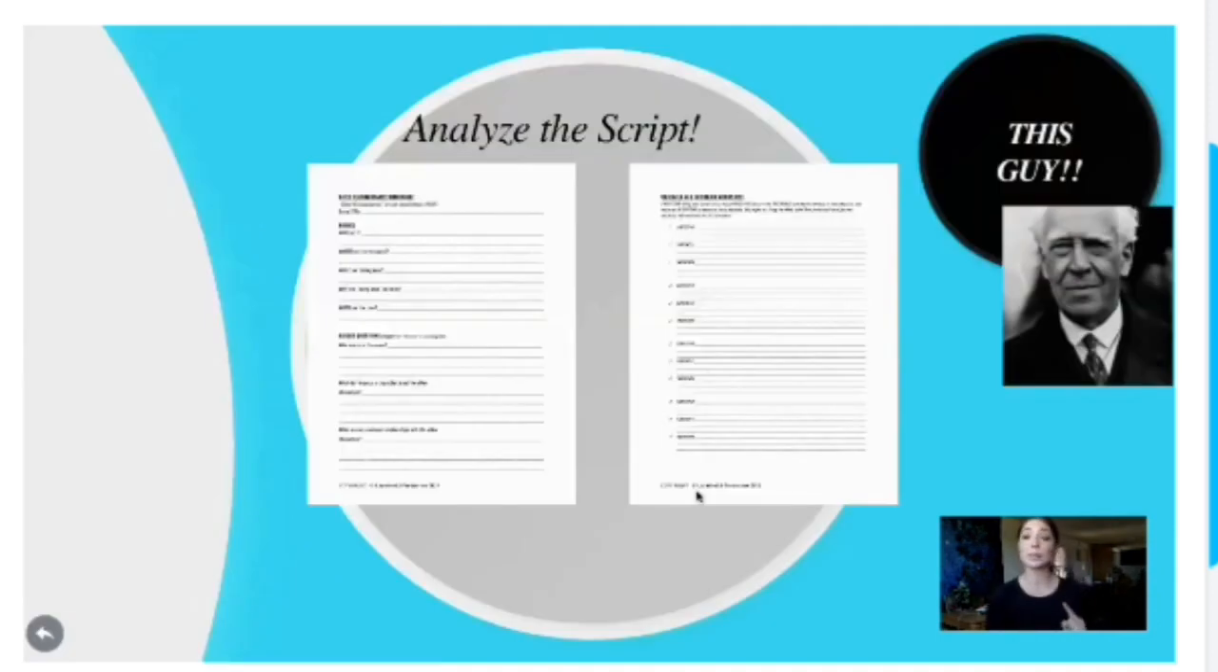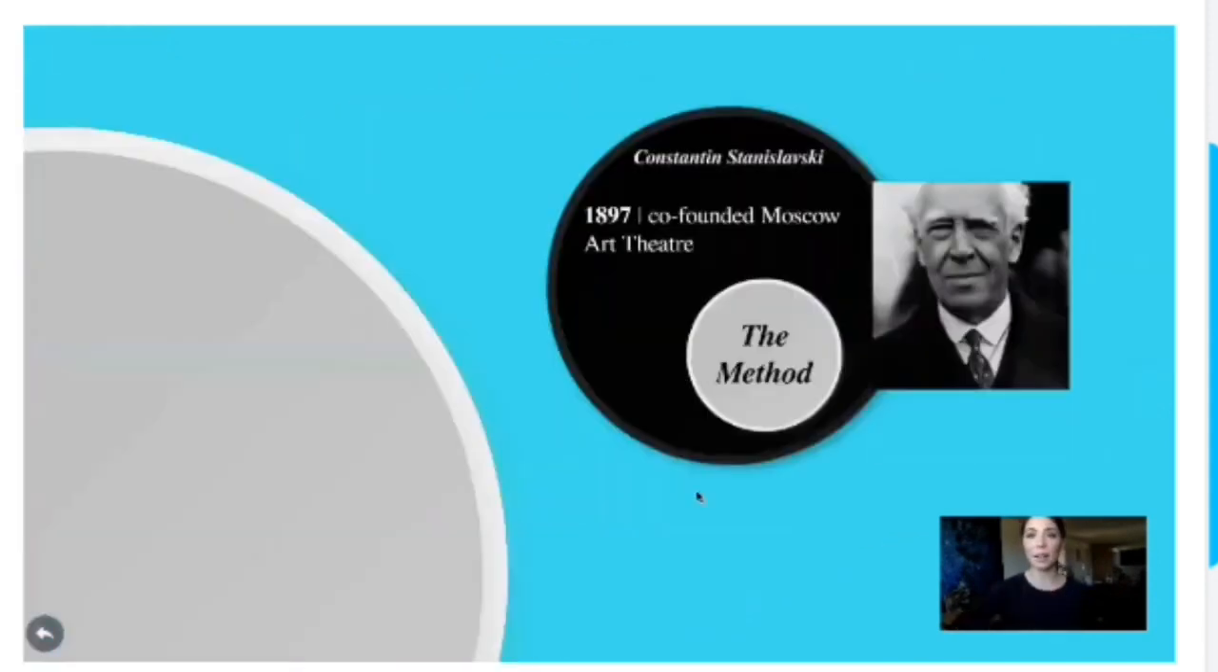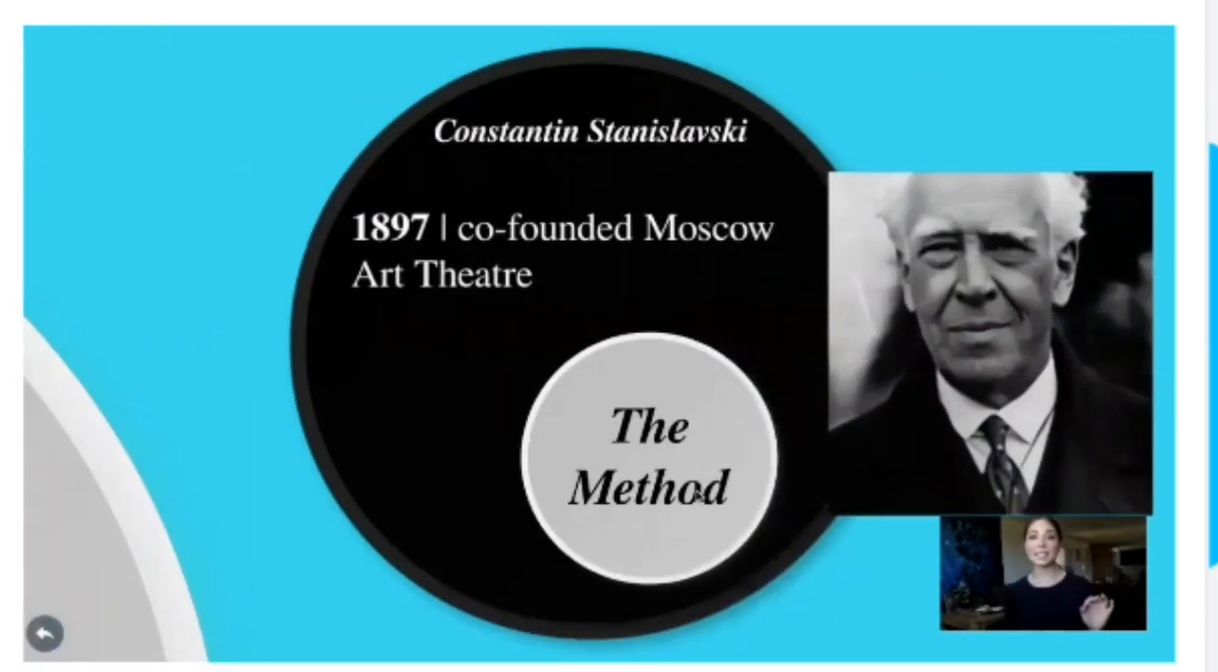I need to talk about somebody very important. These worksheets right here are strongly influenced by this guy's work right here, Stanislavski. Let's talk about this guy right here. This guy, Constantin Stanislavski, he co-founded Moscow Art Theater, and that's 1897 he did that, and that's about the same time that he started doing his fantastic research in developing the method. Now, this is not method acting as we know it today.